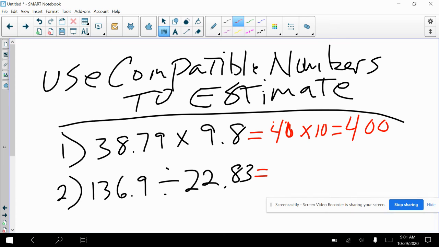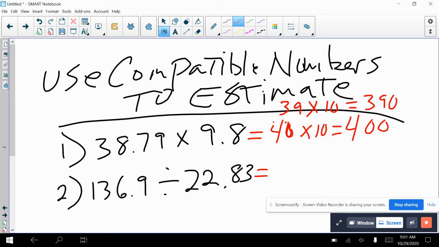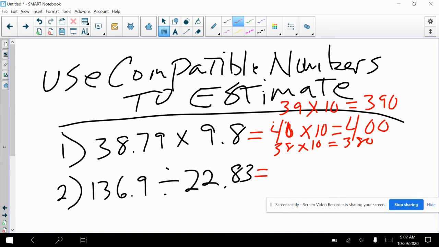Okay. It's possible you could do anything times 10, right? You should know your multiples of 10, correct? Those are all good. Okay, even 38, I guess, if you went down. I'm good with that. What about the bottom one?